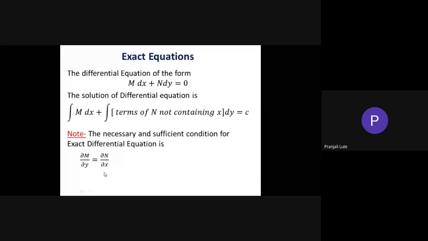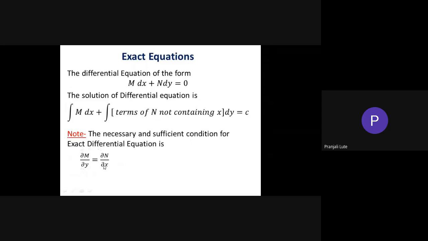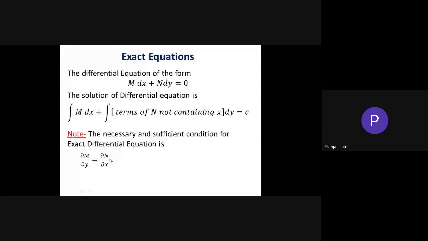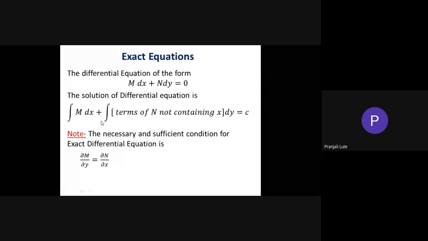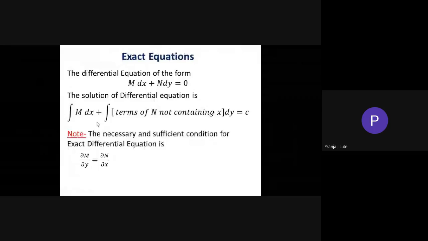The necessary and sufficient condition for the exact differential equation is del M by del y equal to del N by del x. If this condition is satisfied, then your differential equation is exact. Then after that, you have to find the solution, and this is the solution of your differential equation. In the next slide, we see how to find the solution of that exact differential equation.